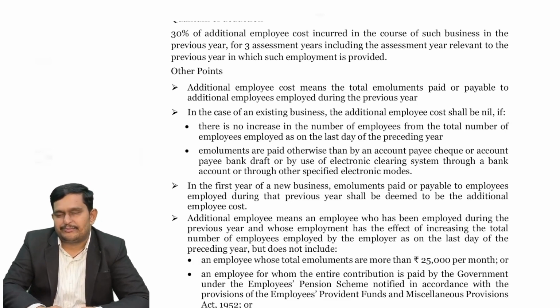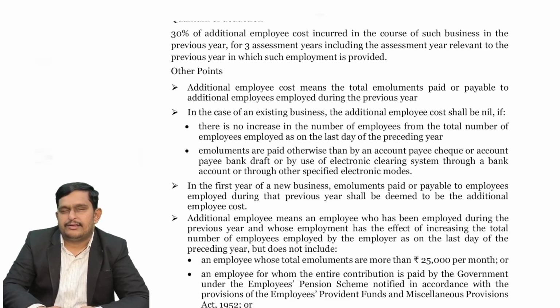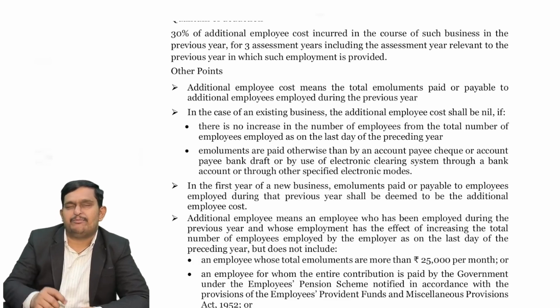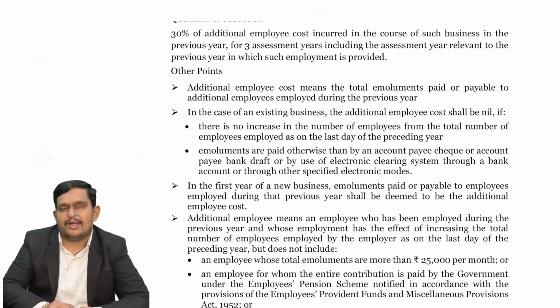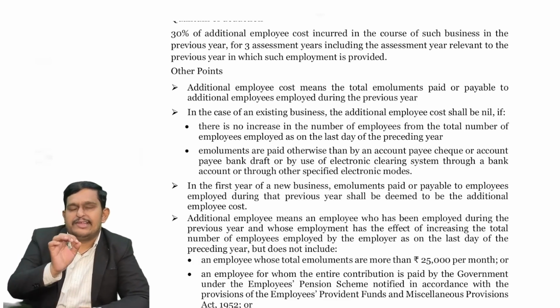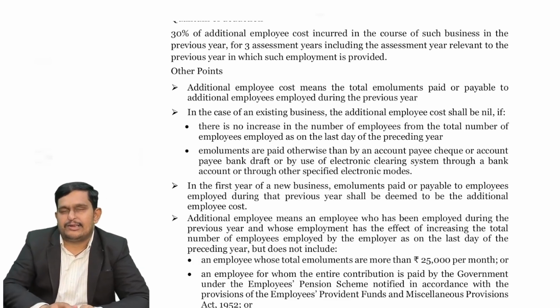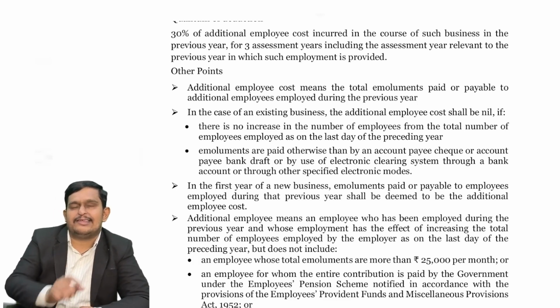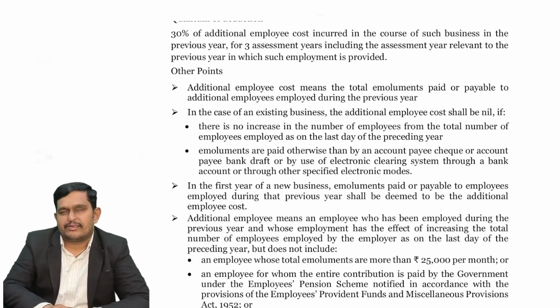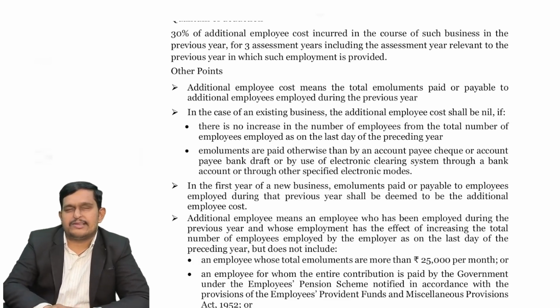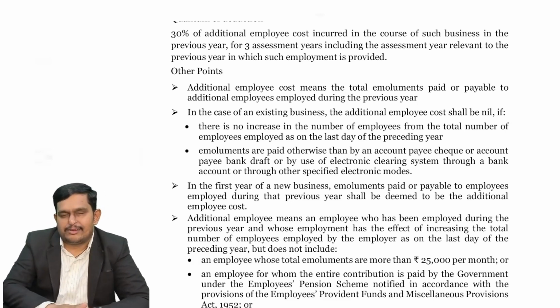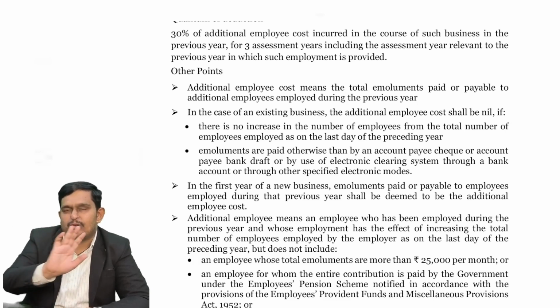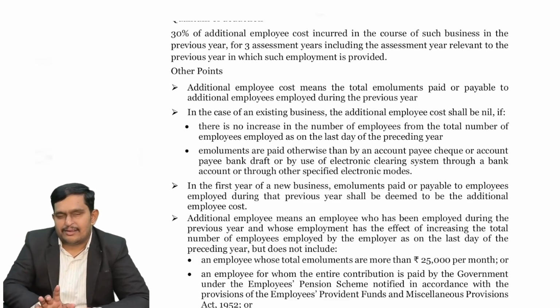That's what we learned, right? And new employees should be hired to claim the deduction. But suppose the salary of the employee is more than 25,000, all emoluments together. If salary is more than 25,000, they are not treated as additional employees. So for them, no deduction. For such employees, no deduction will be given to the employer.